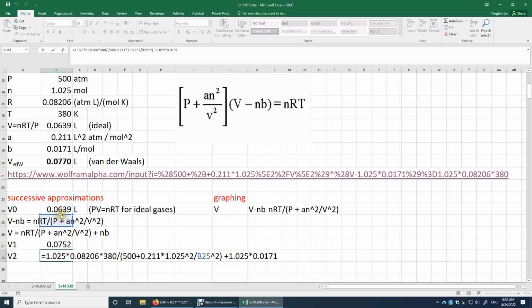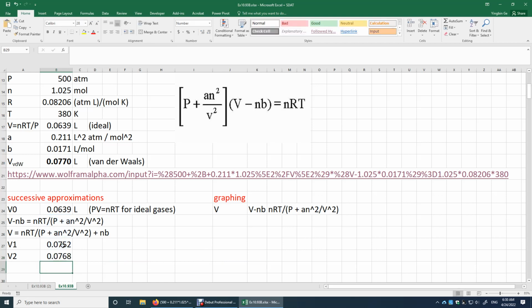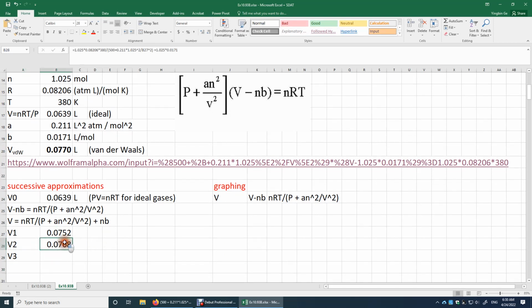This equation is not working because B24 is changed to B25. Actually, what I will do is just change this to B25. This is not right, so I'm trying to use this value here. It's actually B27, so I'm going to click this. All right, I got a new value. Very good, because this value is getting closer to the Wolfram Alpha value. That's progress, and I drag it down.